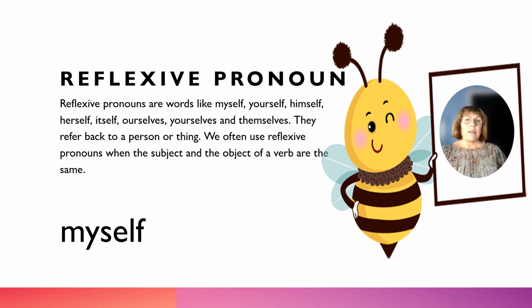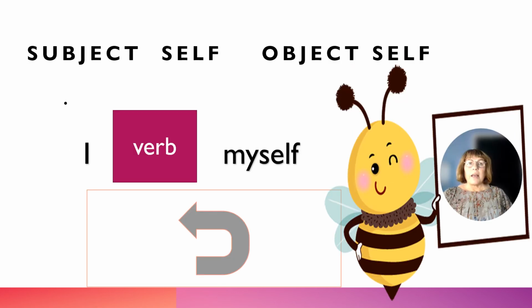So reflexive pronoun, so that's words like myself, yourself, herself, itself, themselves. And what you're doing when you use those words is you're referring back to the personal thing. So you must have already mentioned that person or thing in order to do that. And if you're looking at subject, verb, object, and you're thinking about referring back, so that's what that arrow is showing you, referring back to the beginning.